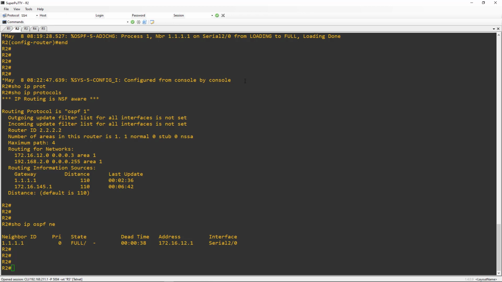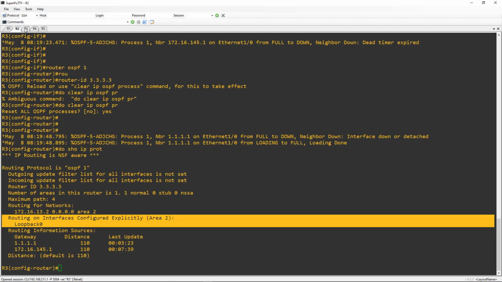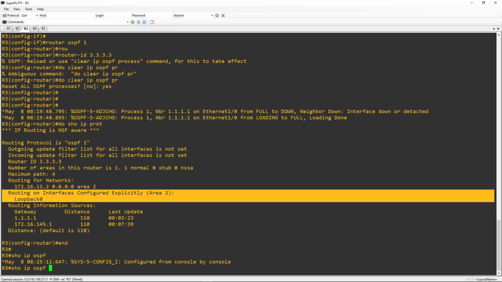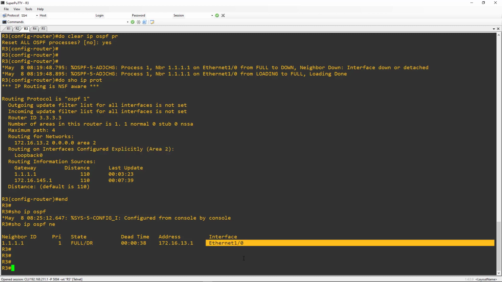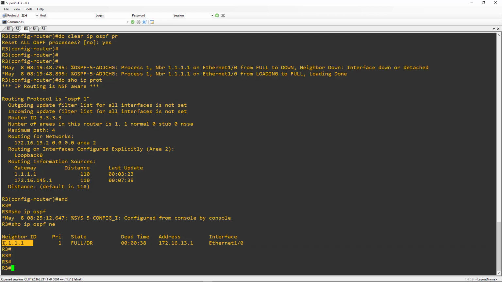Router 2 has a neighbor with router 1, and router 3 should also have a neighbor with router 1. Show IP OSPF neighbor, and it does. Okay, so let's talk a little bit about what we're seeing in this particular table. This is obviously going to display neighbors on a per interface basis, so interface Ethernet 1.0 in this particular case. The neighbor ID simply represents the router ID of that particular neighbor.